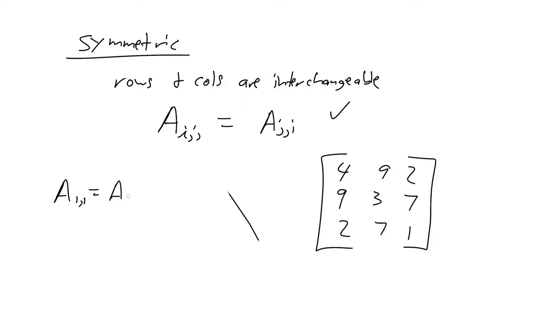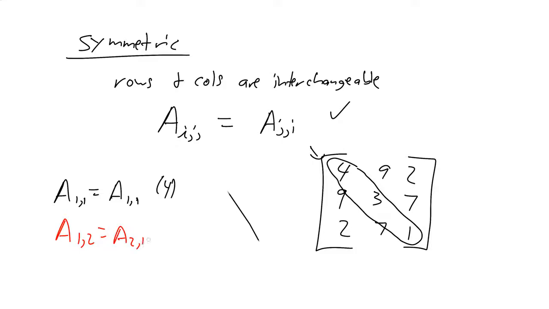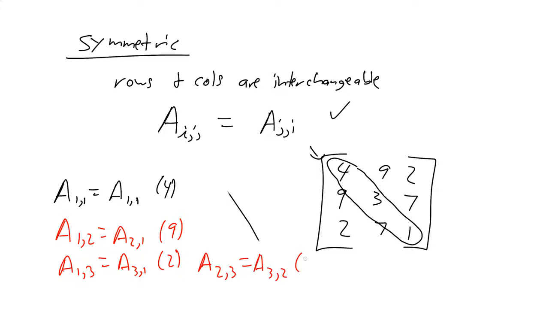A11 is of course equal to A11, that's 4, duh, that's always going to be true on the diagonal here. And by the way, this is called the diagonal of the matrix. I can't remember if I've mentioned that or not, but the diagonal goes from the upper left to the bottom right, and that comes up a lot. It's also true that A12 equals A21, right? Those are both equal to 9. And A13 is equal to A31. Those are both equal to 2. And finally, A23, the other interesting one, is equal to A32. They're both equal to 7.